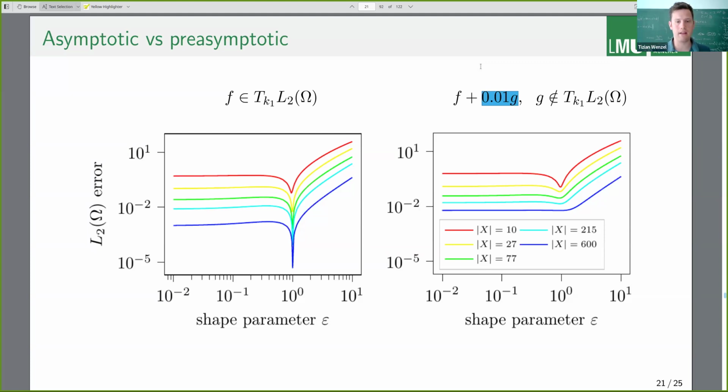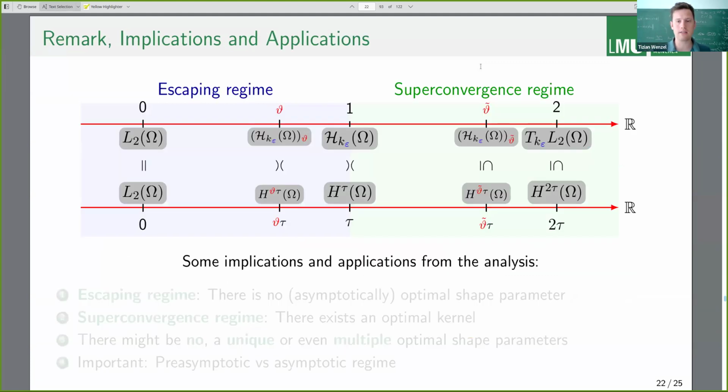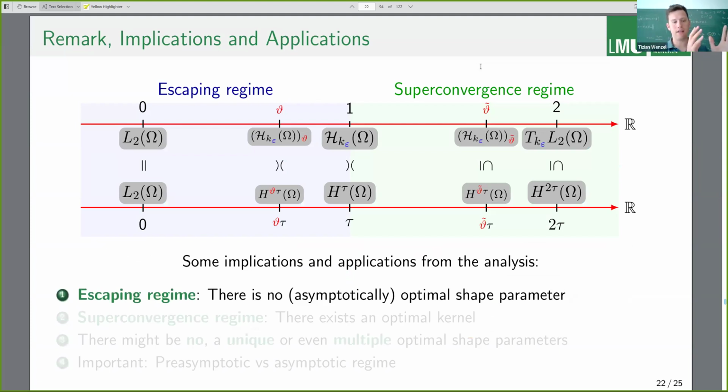Okay, and then some more comments. What follows from the analysis is that in the left-hand side of our regime, there is no asymptotically optimal shape parameter. The reason for this is that independent of the choice of our shape parameter, we always have this norm equivalence. So the rate of convergence is simply determined by the Sobolev smoothness.